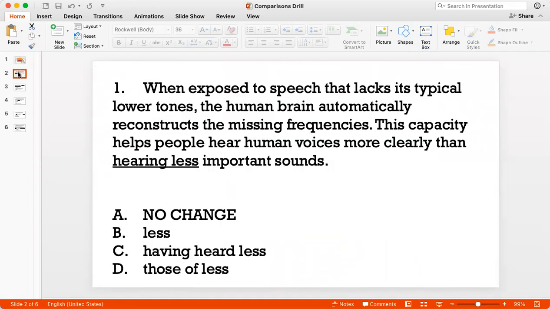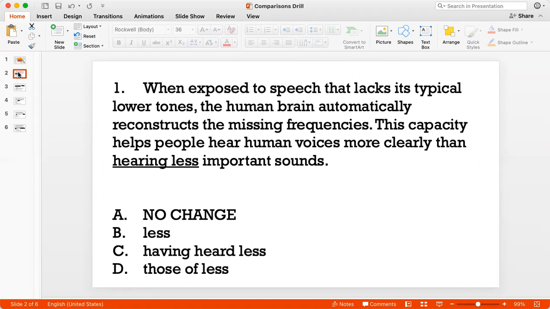When exposed to speech that lacks its typical lower tones, the human brain automatically reconstructs the missing frequencies. This capacity helps people hear human voices more clearly than hearing less important sounds.